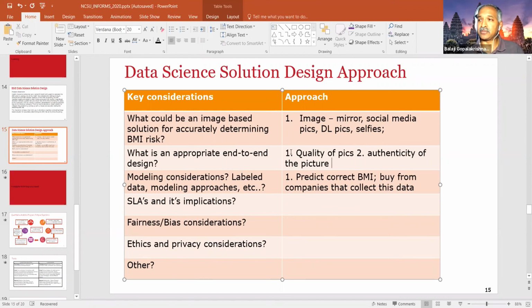So if you simply ask somebody to just click a selfie and then send it, they will take all kinds of selfies. So it has to be something that is directed, right? It has to be a selfie that is directed, through an app that tells them exactly how to take the selfie based on all the lighting conditions and so on, so that when they send that, it's good.